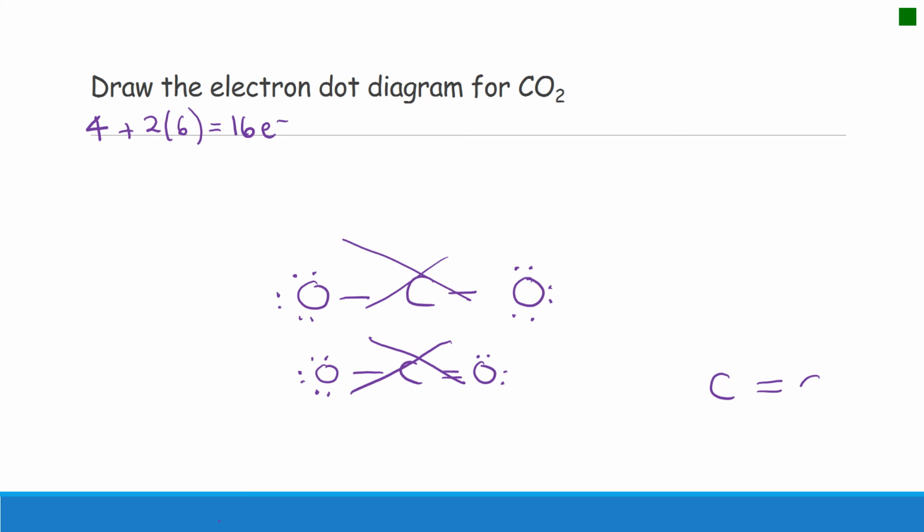This time I'm going to put a double bond on the other side. So complete the octets for the outer atoms. 2, 4, 6, 8, 2, 4, 6, 8. Check your electron count, 2, 4, 6, 8, 10, 12, 14, 16. That's good. Does my central atom have 8? 2, 4, 6, 8. Yes, it does. Tick. I've done it correctly.